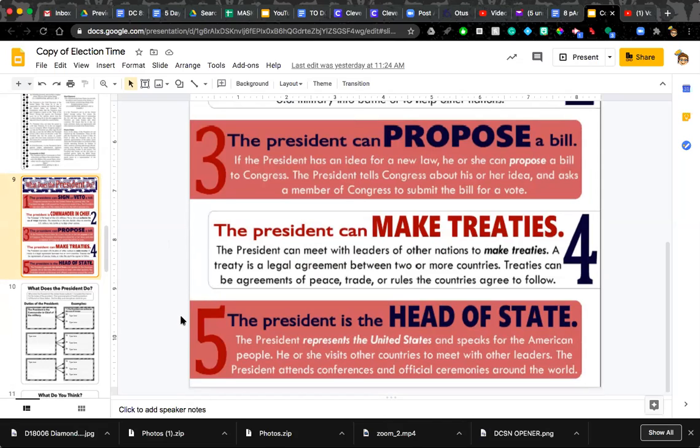And the last thing is that he is head of state. He represents the United States, I should say he or she, represents the United States and speaks for the American people. They visit other countries and meet with their leaders. They attend conferences and official ceremonies throughout the world.